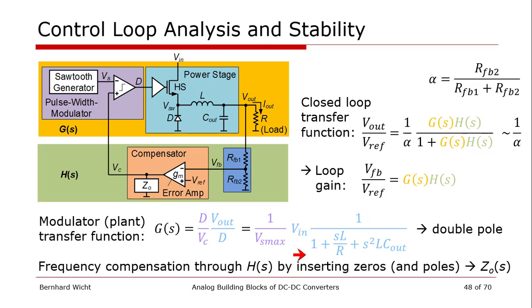The bottom line is we have 2 DC values, Vin and Vs max. Vs max is the maximum ramp voltage that our ramp generator reaches at the end of the switching phase. And then we have a double pole which accounts for the LC components here. We need to compensate that by inserting poles and zeros in the controller, and that's the sizing of this box at the output of the error amplifier.